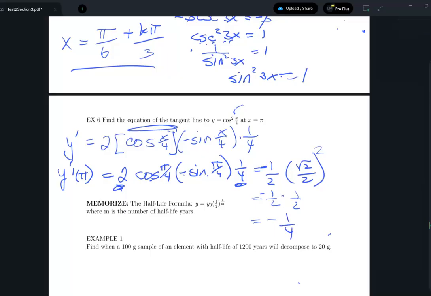Again, we want to find the y value by putting pi into here. That would give me cosine of pi over 4 all squared, which would give me 1/2. So let me write it up here: y minus 1/2, this y value, equals the slope, negative 1/4, times x minus pi.